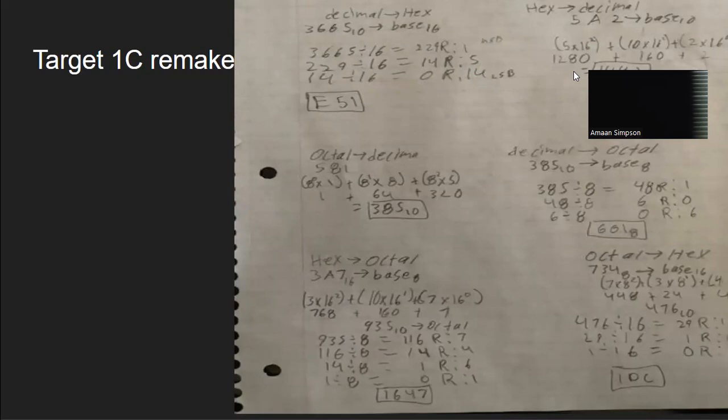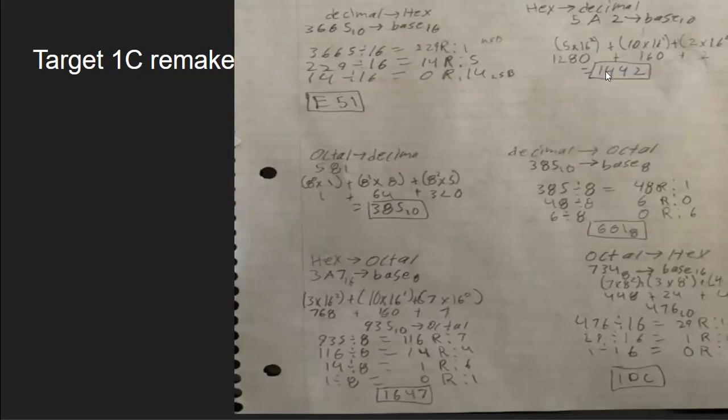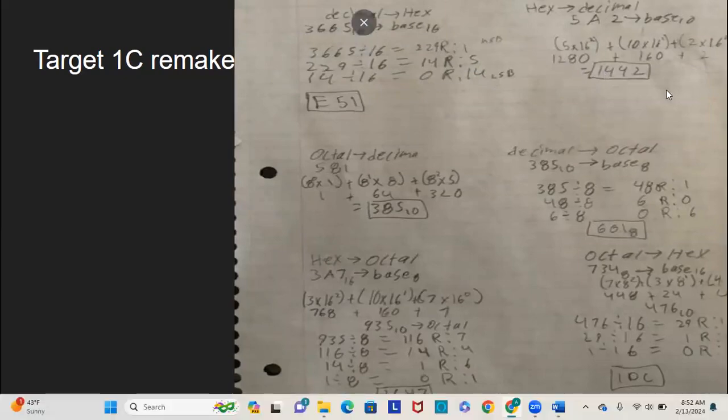Now go from hex to base 10. What you do is you take 16 to the 0 power times 2, plus 16 to the first power times 10, because A is 10, plus 16 to the second power times 5. And then you add those results and you get 1,442.